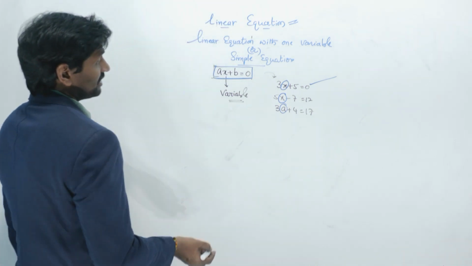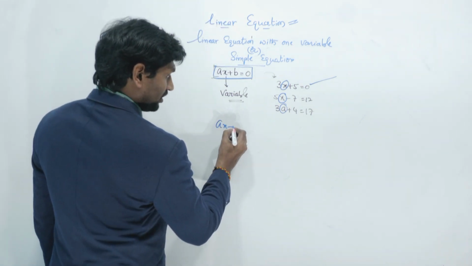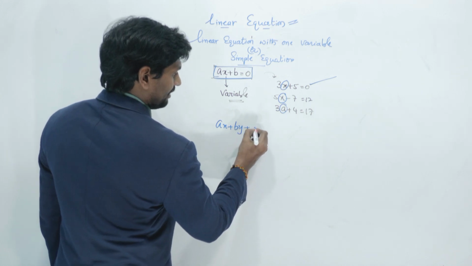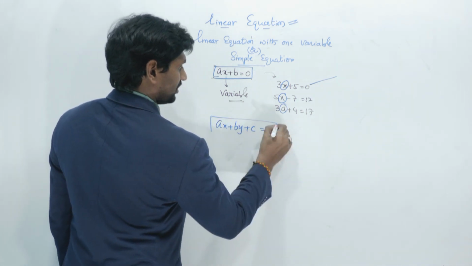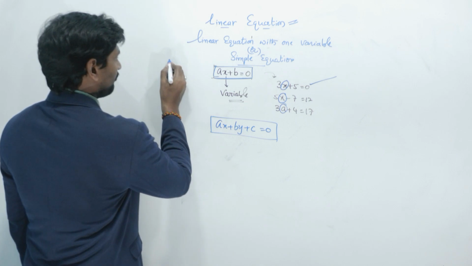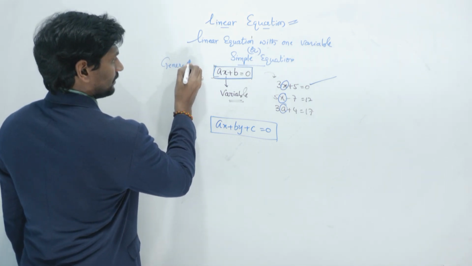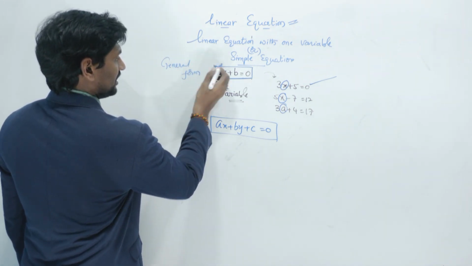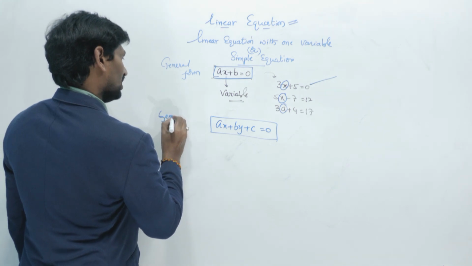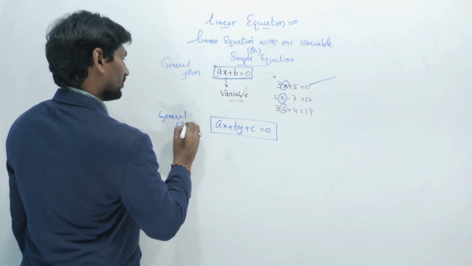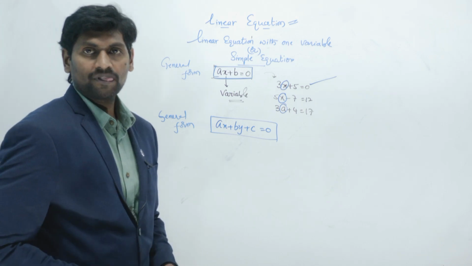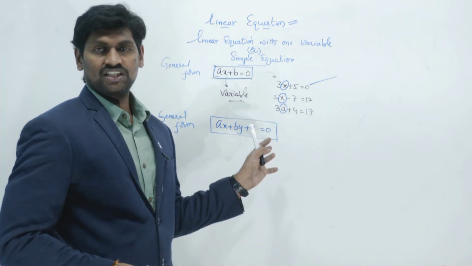A linear equation in two variables is in the form ax plus by plus c equal to 0. This is the general form of a linear equation with one variable, and the general form of a linear equation with two variables. Mostly we are going to discuss this.